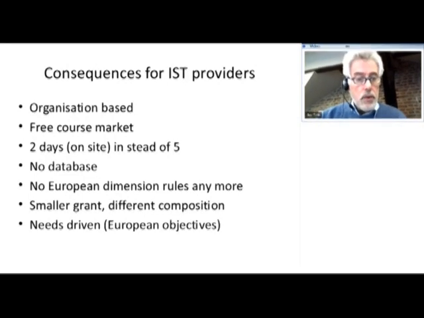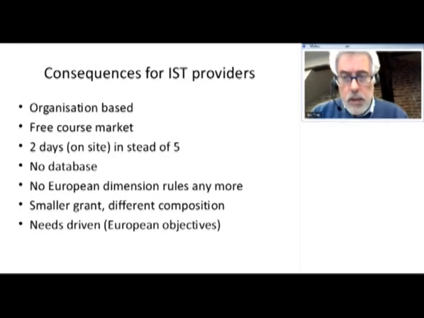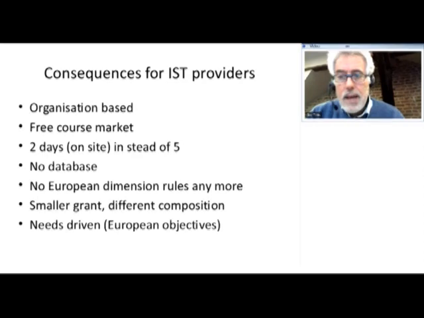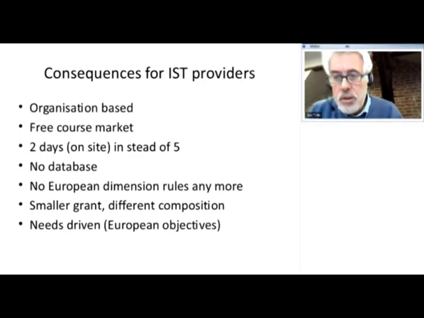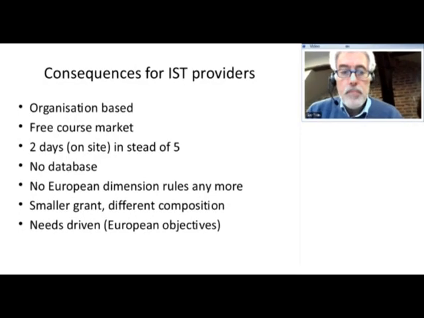Then we have to be careful with this sentence: no European dimension rules anymore. What does it mean? That in the past, in order to get on that database that we just mentioned, there were some rules that, for instance, the trainers must come from different countries, so that you must have an international training team. Also, that there were minimum requirements for the participants to come from different countries, and maximum 1/3 of the participants could come from the same country. So that type of rules to get an international target group, to get an international training team, that is not a requirement anymore. That does not mean, of course, that the European dimension is not important. I will come back to that later.